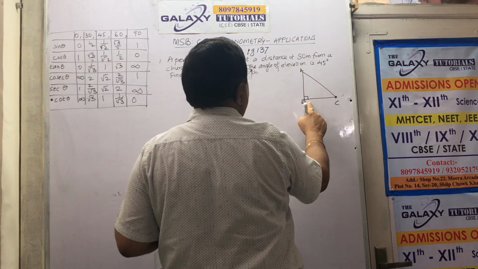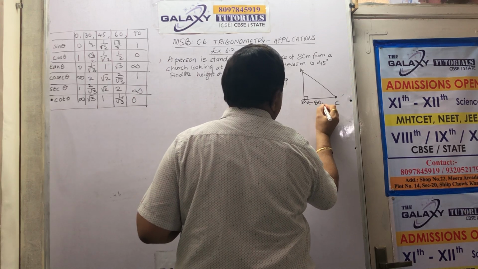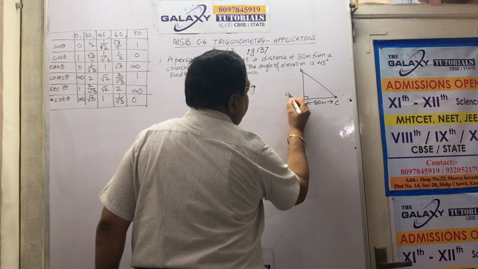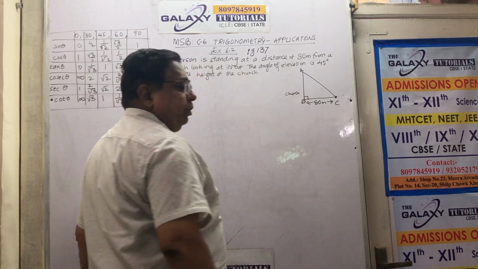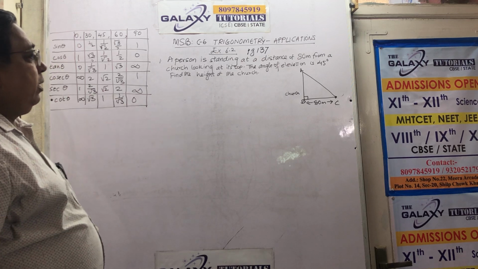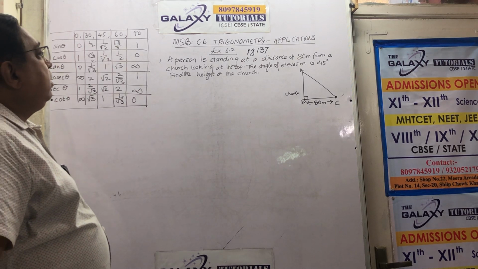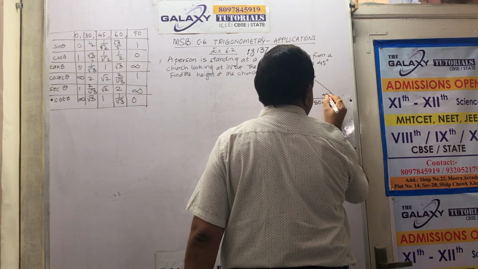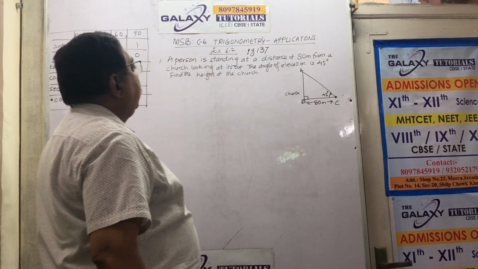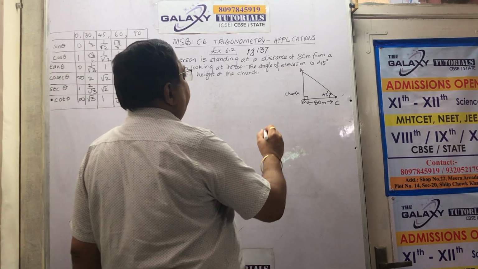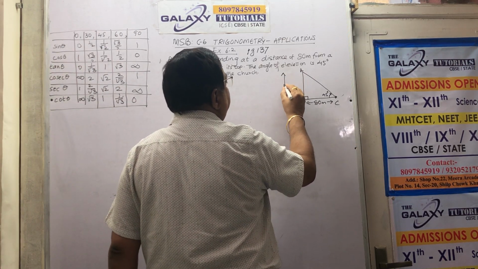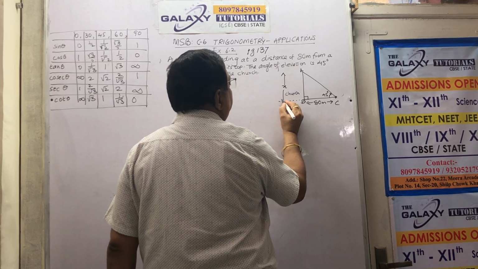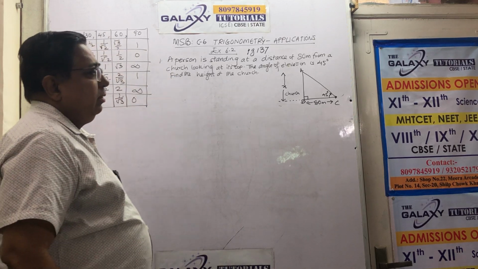A person is standing at a distance of 80 meters. You are 80 meters far from the church. Just for your reference, I will write this is the church. We don't draw the church. I am 80 meters away, I am at C. The angle of elevation is 45 degrees. What is the height of the church? Call it X or H, whichever alphabet you wish, we want to find X.